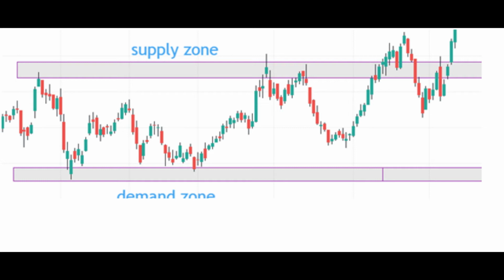First, to plot a demand zone, we need the prices to reverse at least 2 times from a particular price level. Then we can consider that zone as a demand zone. Let's see an example.